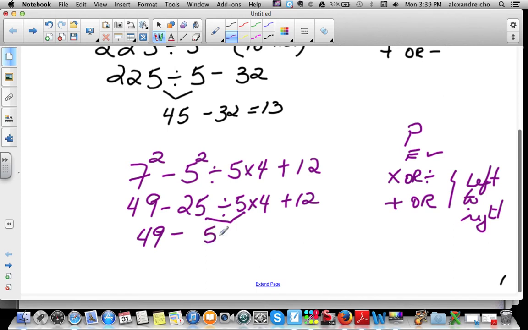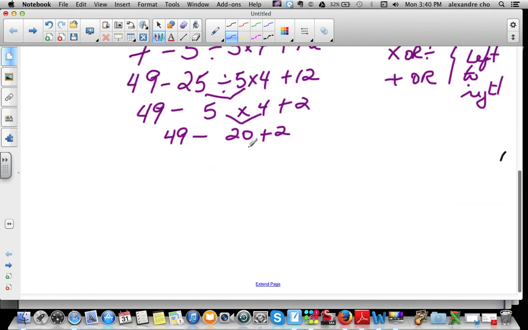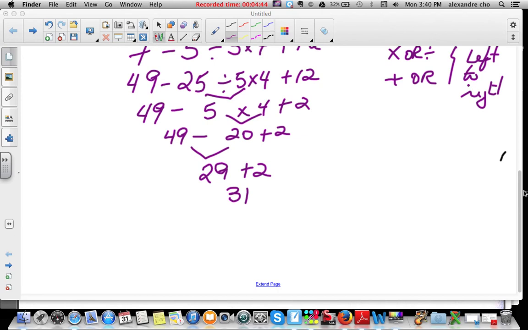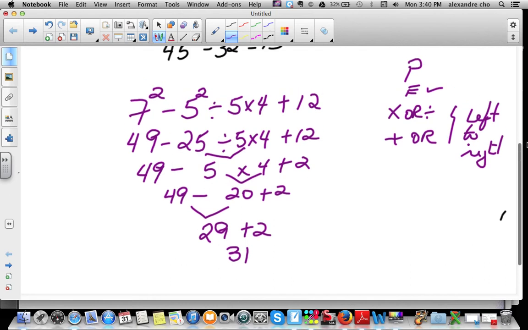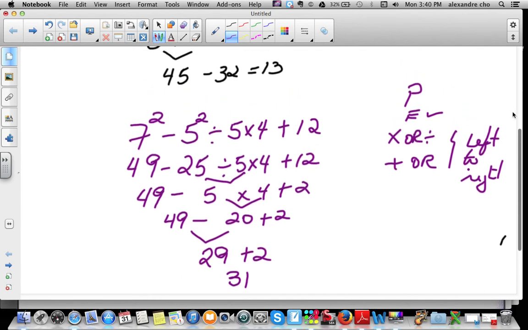25 divided by 5 is 5. And I'm going to write times 4 plus 2. Now, I'm going to do my multiplication. Leave 49 outside. Subtraction, leave it because it's not its turn yet. 5 times 4 is 20. Plus 2. Okay. Now I have a choice between subtraction or addition. Which one do I do first? I do this one first because it comes first. And that's 29. And finally I'll do plus 2, which gives me 31. Okay. So you saw briefly two examples of order of operations as to what you do first, second, third, etc. Follow the order.